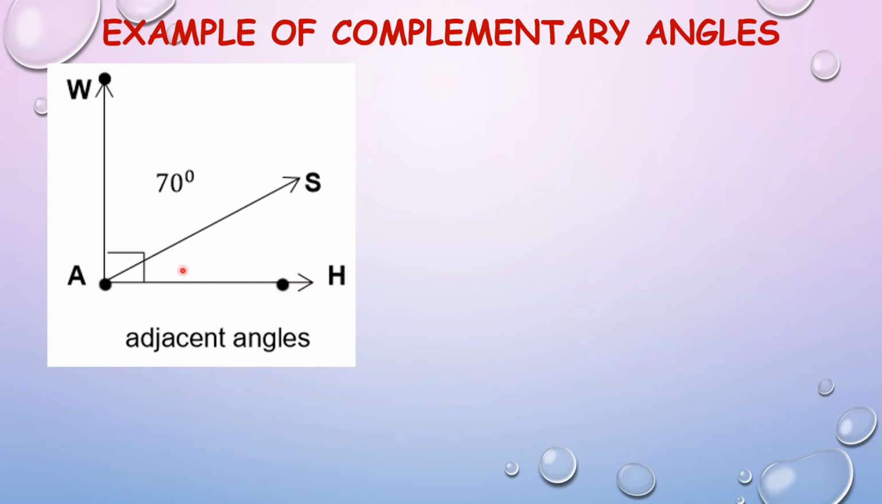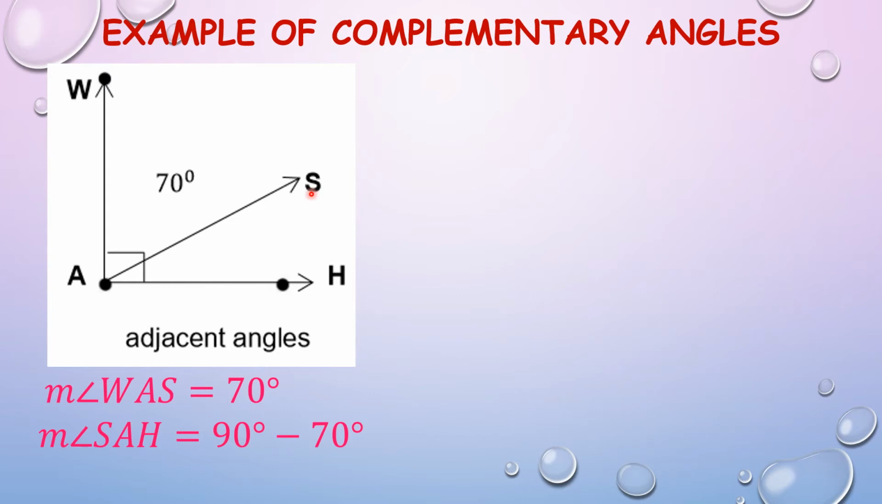Example of two adjacent angles: we have angle WAS and angle SAH. The measure of angle WAS is 70, and therefore the measure of angle SAH should be 90 minus 70 degrees, which is equal to 20 degrees. Highlighted in red, 20 degrees is our angle SAH.